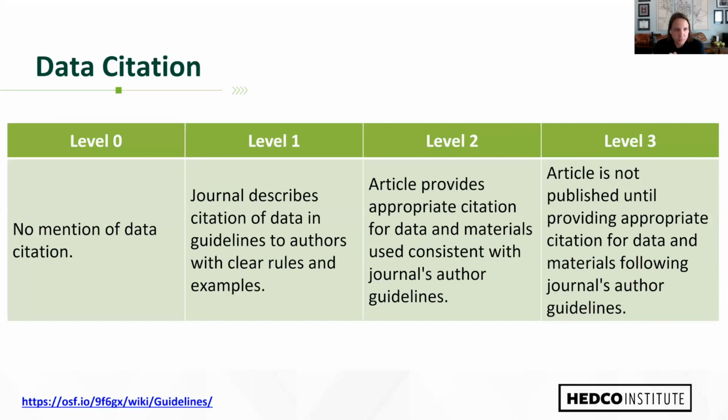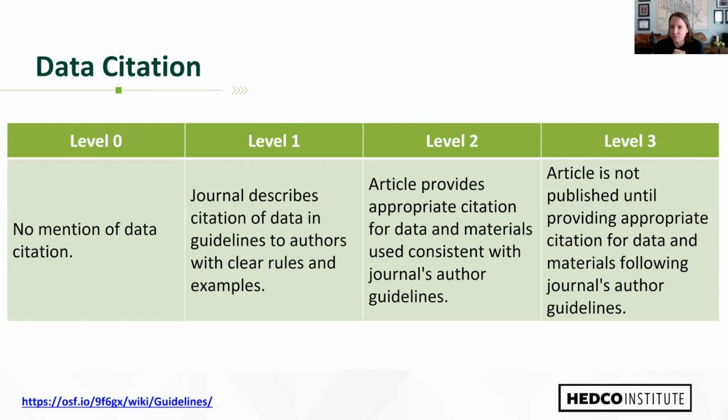A level 1 journal provides guidelines to authors on how to cite data. Level 2 journals provide appropriate citation for data and materials that are consistent with the journal's author guidelines. So they stated as a requirement, we not only are giving you a format for how to cite the datasets underlying your results, but we actually require you to cite this.